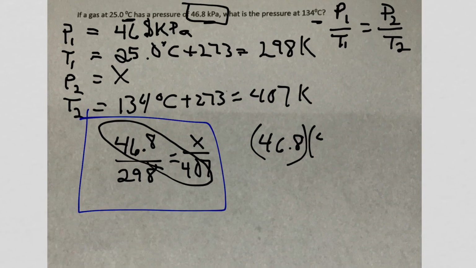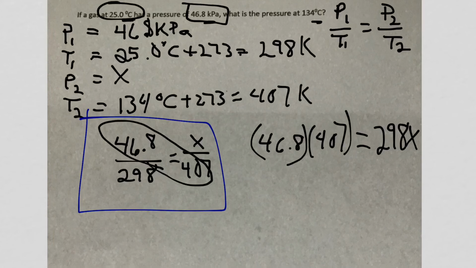46.8 times 407 equals 298x. So multiply 46.8 times 407, and then divide both sides by 298. I'm getting 63.918.